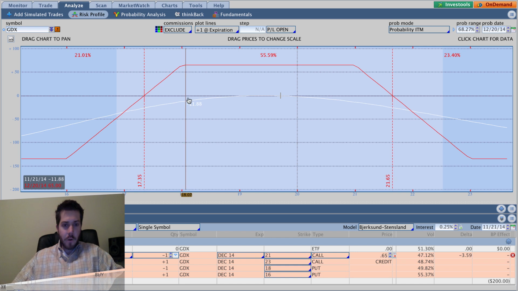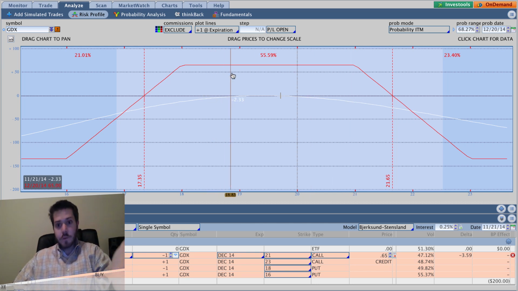Here we have our risk profile, and basically what you're seeing up here is our max profit. You can't make any more money than this plateau profit area, and that max profit resides in between our short strikes. So you can see we have a short 18 put right here, and we have a short 21 call. So max profit resides in between the short 18 put and the short 21 call. So if GDX expires between 18 and 21, you achieve max profit.